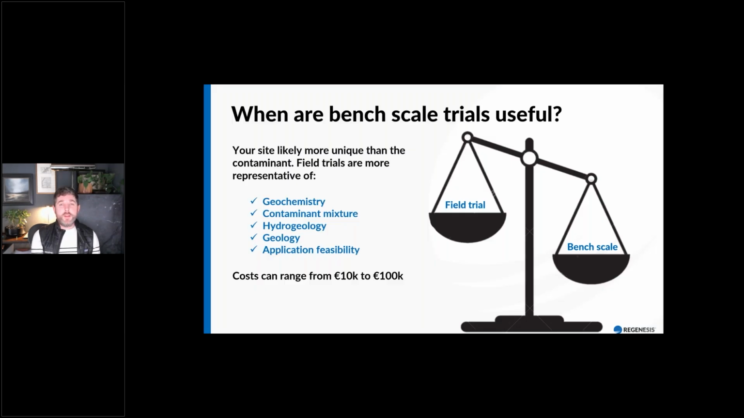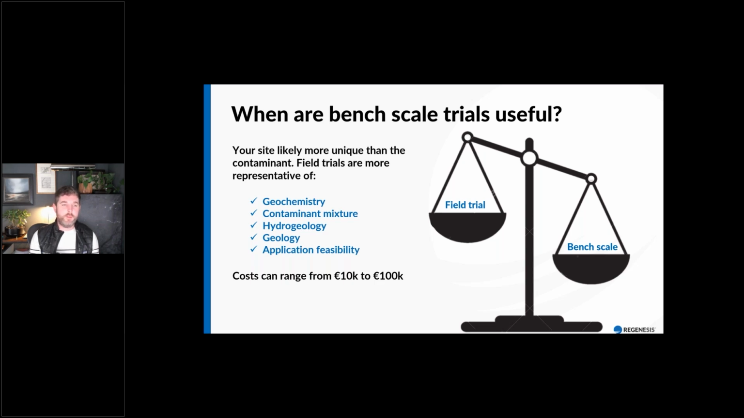I would always say do a field scale trial over a bench scale test. Typically, the costs can range from as little as 10,000 euros up to 100,000 if we're doing something quite complicated, because the thing that's going to be unique about your project is unlikely to be the contaminant. It's more likely to be the site itself. And field scale trials can just tell us so much more information.